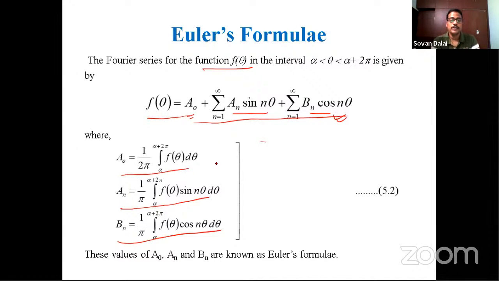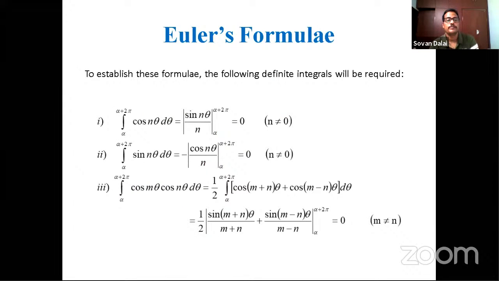Okay. Now what is our target? How will we get this formula? One by one, we want to find out the coefficients A0, An, Bn in that form. Before discussing how to find these coefficients, you have to remember the basic formulas of integrals.